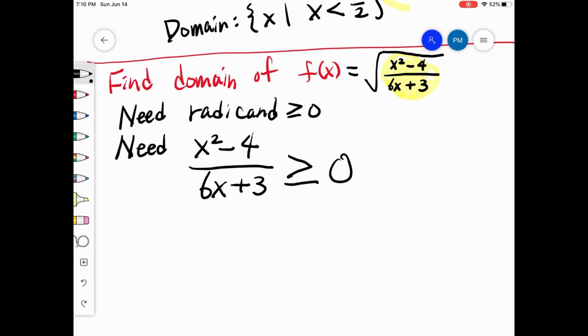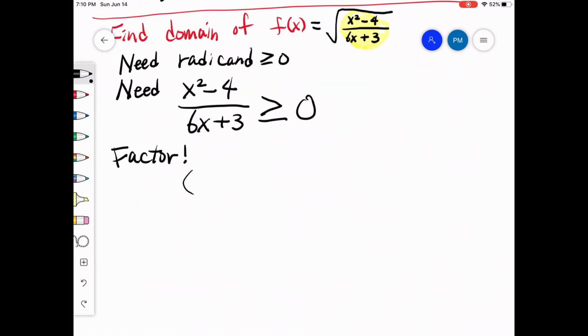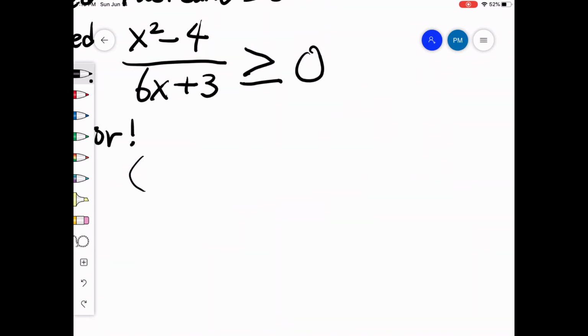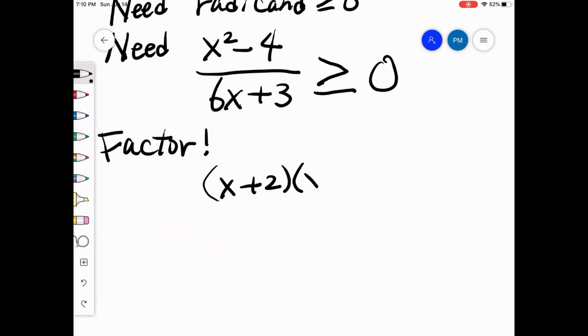Okay, so now this is something we're familiar with. How do you solve for this? Well, this is complicated because you have a top and a bottom, so this is where the sign chart comes in. But the first thing you must do is factor your rational function as much as you can. Obviously the top factors, because of the difference of squares, so it factors to x plus 2 times x minus 2.